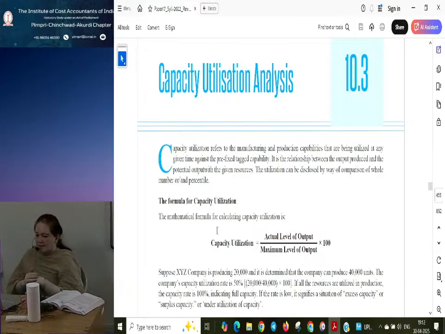So for example, XYZ company is producing 20,000. Maximum it can produce 40,000 units. That means it is at 50% capacity utilization. So my question to you is, when capacity utilization is less, is that going to elevate your variable cost per unit or fixed cost per unit? What do you think?